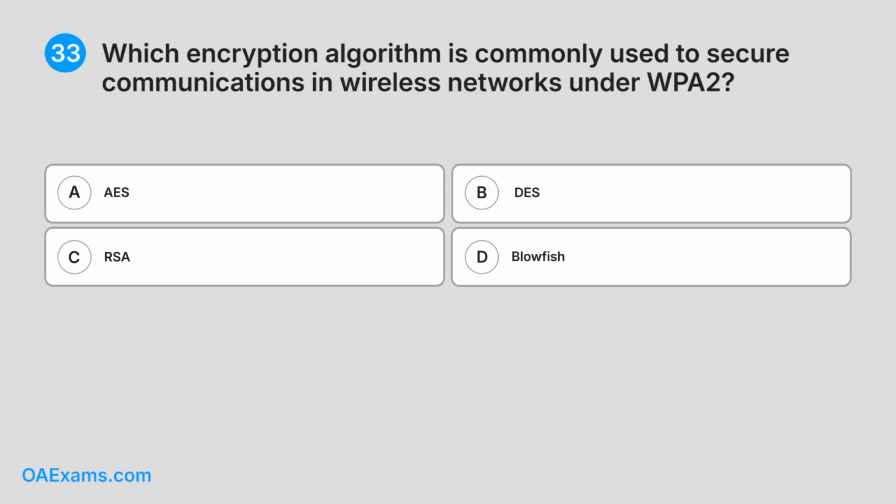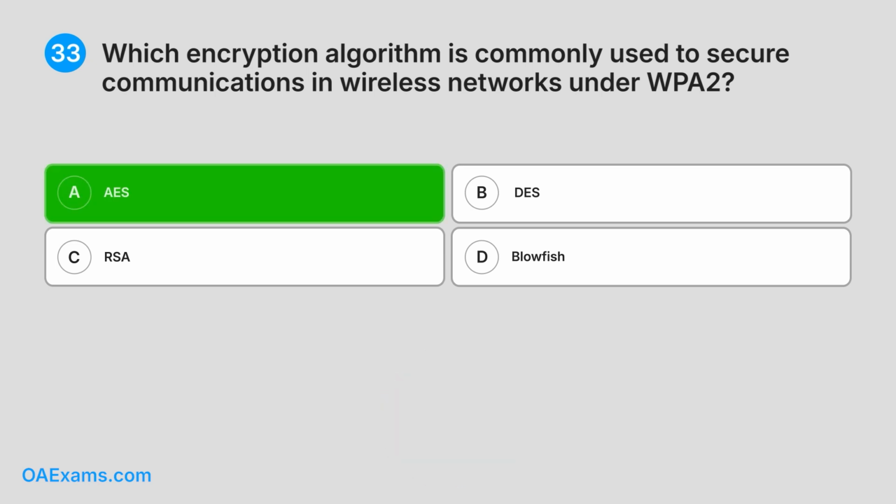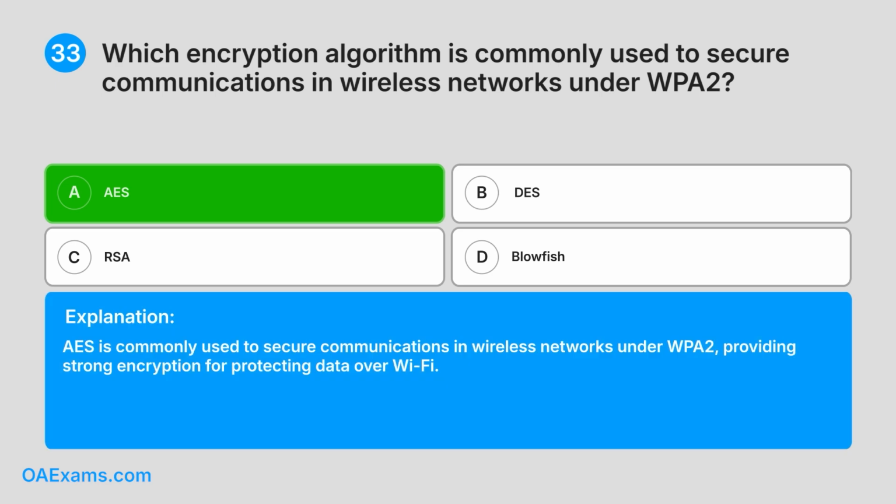33. Which encryption algorithm is commonly used to secure communications in wireless networks under WPA2? A. AES, B. DES, C. RSA, D. Blowfish. Can you guess the answer? Correct answer: A. AES. Explanation: AES is commonly used to secure communications in wireless networks under WPA2, providing strong encryption for protecting data over Wi-Fi.